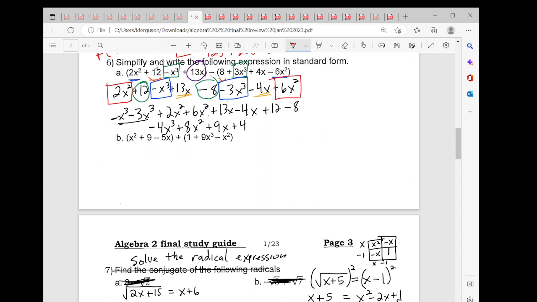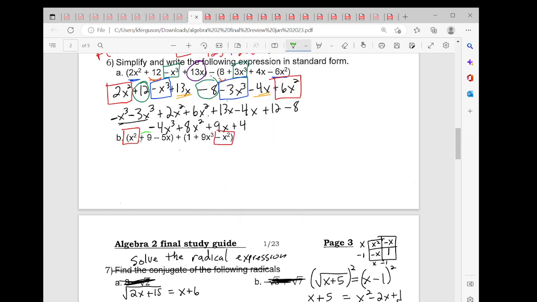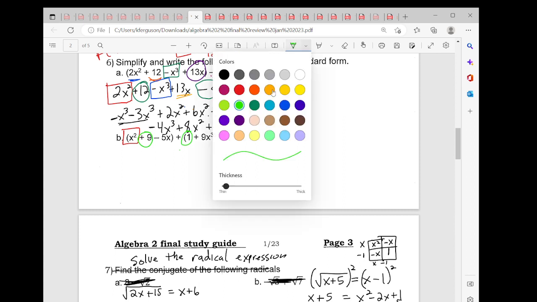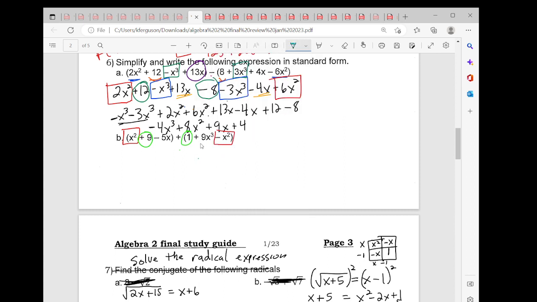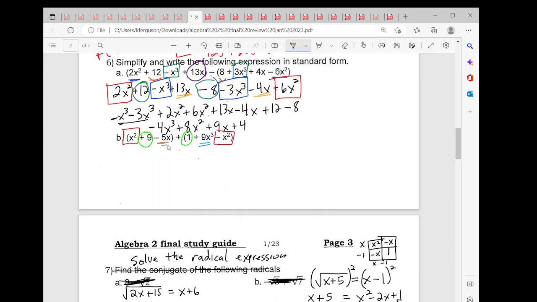And then simplify and write the following expression in standard form. Well, now I'm just adding stuff that's alike. I got x squared and I got x squared. I've got a constant 9 and I got a constant 1. I got x cubed and I got a negative 5x.